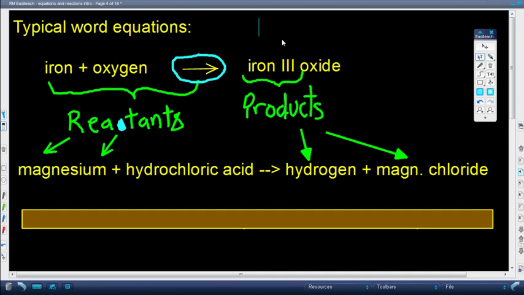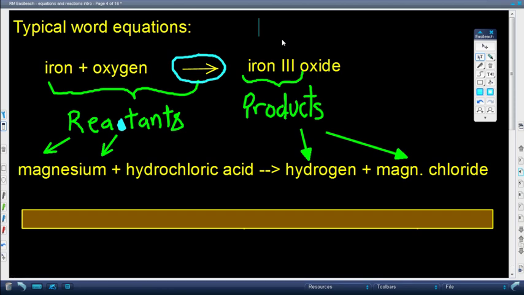So the best terms that that arrow could stand for are as follows. Here's a good one: produces. Produce or produces. Iron and oxygen produce iron 3 oxide. Another good one is yield or yields, which is fairly synonymous with produces. Or another good one is turns into or turn into. In my opinion, all three of these, and there's probably more, are good ways to think of what that arrow stands for.